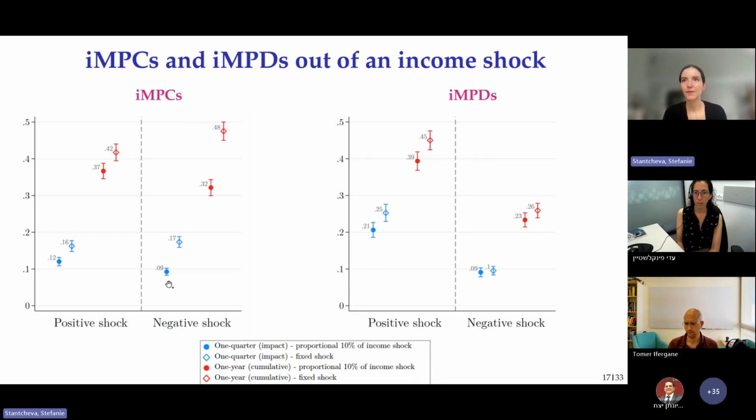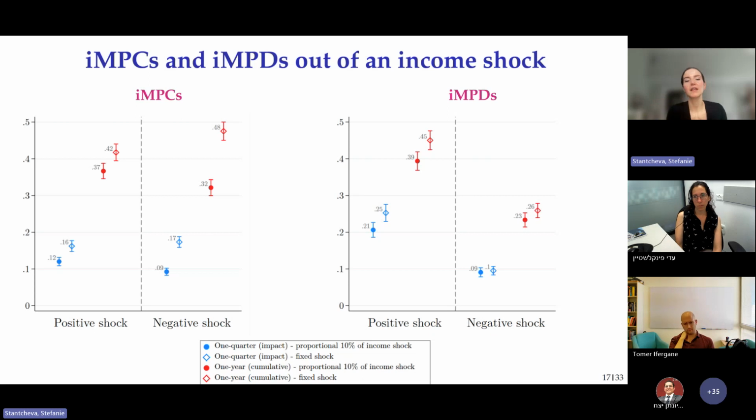There's more info here. The circles refer to a proportional shock. So this is scaling with the income of the respondent, equivalent to 10%, so a pretty sizable shock. And the diamonds refer to a fixed shock, $1,000 for each. So note that for most households, the fixed $1,000 shock is going to be a smaller shock than the 10% proportional shock.